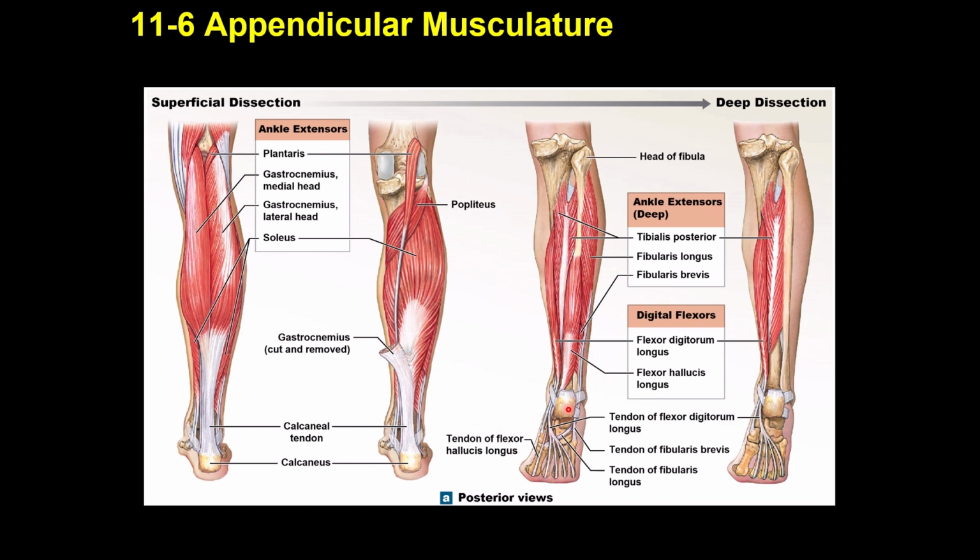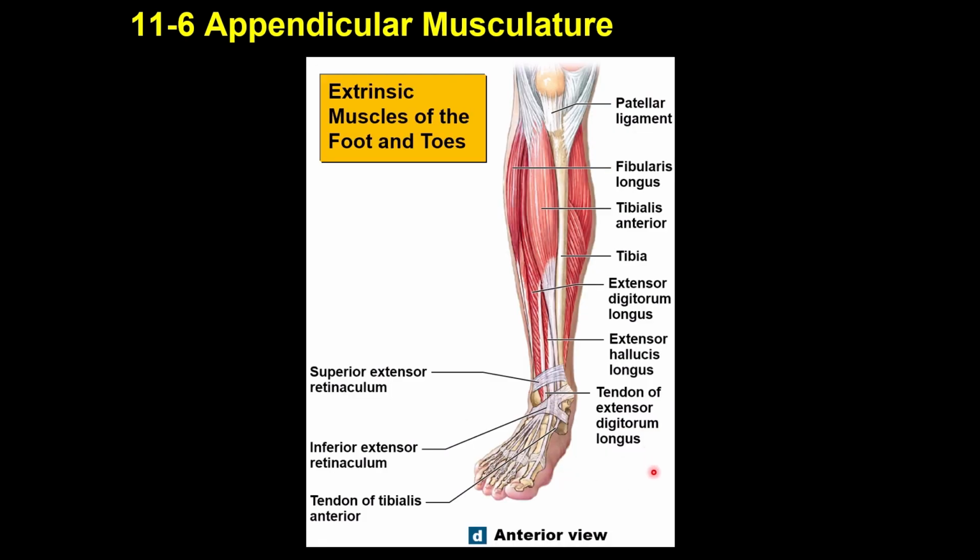Couple of muscles that are there for moving the toes. So this is the flexor digitorum longus. These are the tendons, and this is the muscle. And flexor hallucis longus, that is going to the big toe. Hallux is the big toe. So these two muscles cause flexion of the toes. This is the anterior view.